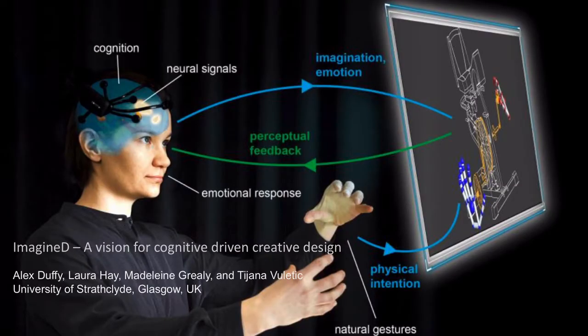So let's have a look at some work that's been carried out by researchers at the University of Strathclyde. Imagine D, a vision for cognitive-driven creative design, is quite a fascinating area. So for example, you have a user here who's interacting with what appears to be screen-based information using a variety of gestures, emotional response, perceptual feedback, etc. Now that screen base may change. It could be AR, augmented reality, virtual reality, you name it. All of the above, no doubt, will come into play at some point. And in some cases, we're already seeing that in terms of the tools that we have access to.